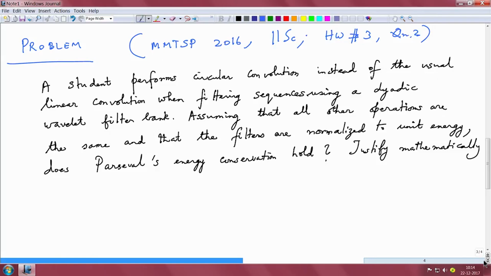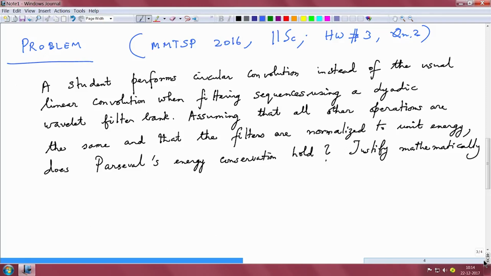So, here is the situation. A student performs circular convolution instead of the usual linear convolution when filtering sequences using a dyadic wavelet filter bank. Assuming that all other operations are the same and the filters are normalized to unit energy, does Parseval's energy conservation hold? Justify mathematically. You have learned linear convolution and circular convolution.